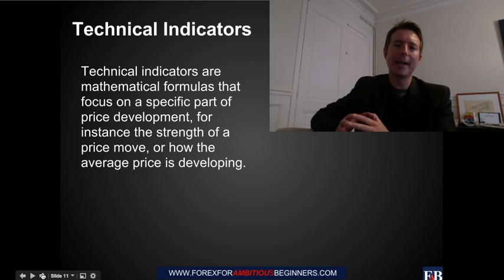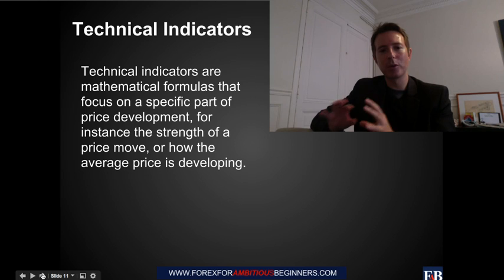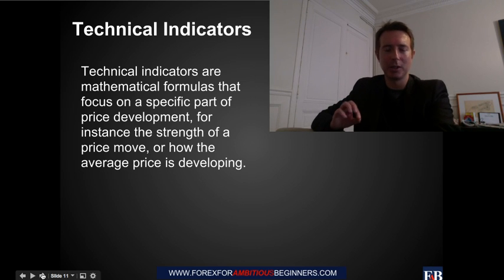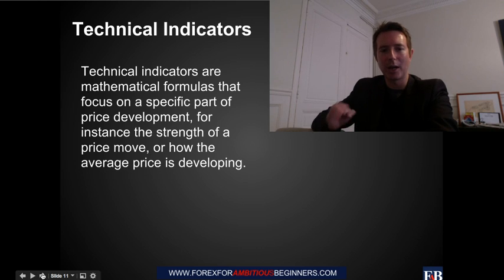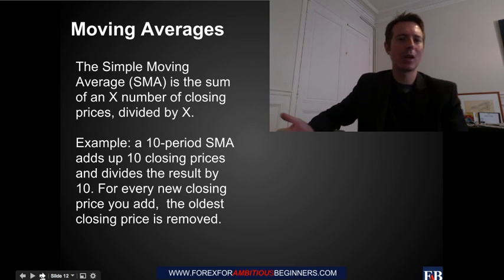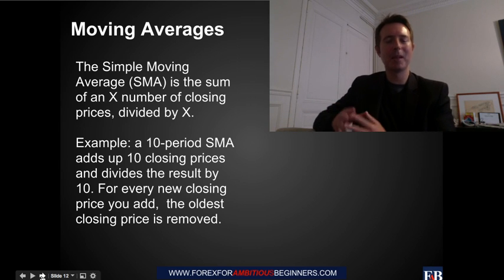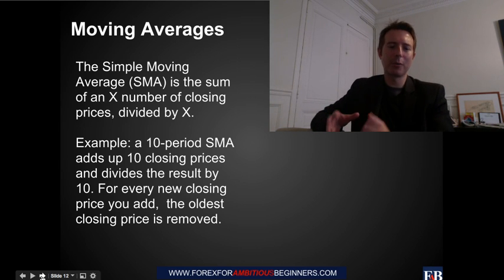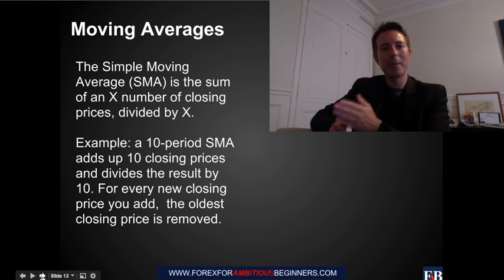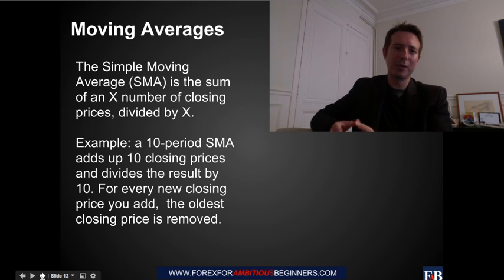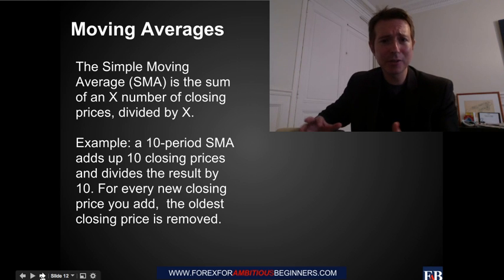So technical indicators are mathematical formulas that focus on a specific part of price development, as we talked about earlier. For instance, the strength of a price move or how the average price is developing. There are many technical indicators. We're going to look at three. The first one is a very important one because it's used by many other technical indicators. It's called moving averages.